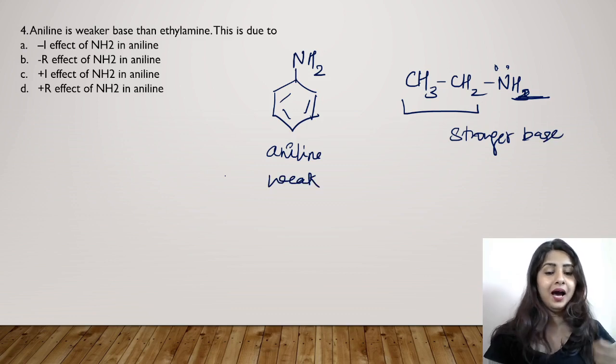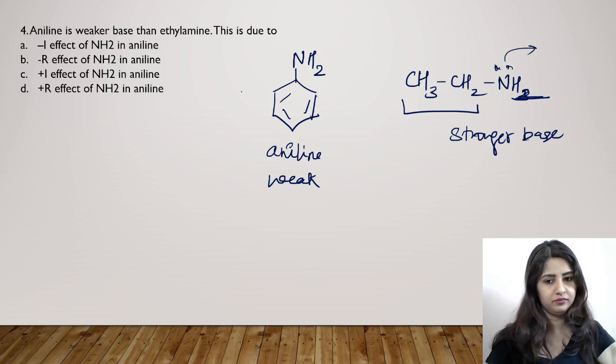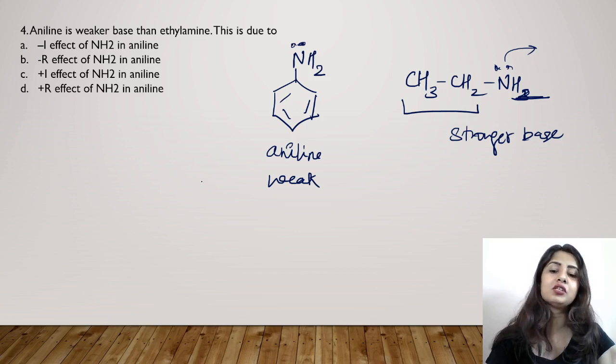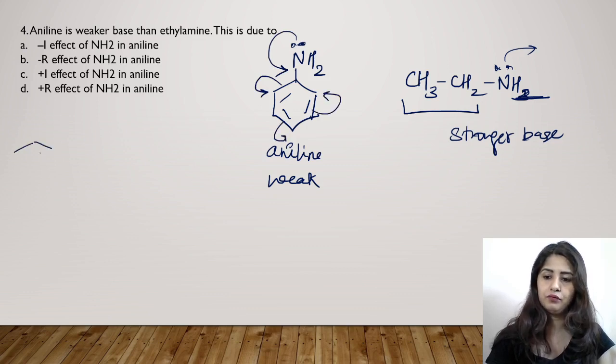So what is a base? A base is a substance which can easily give its electron, right? Nitrogen has a lone pair, which makes ammonia act as a base. This is because of the lone pair on the nitrogen atom. Over here, this lone pair will be involved in the resonance of this whole ring. I'll draw a few structures for you.